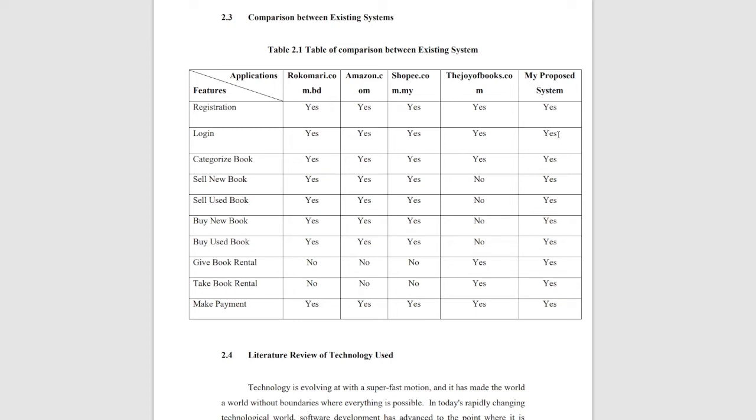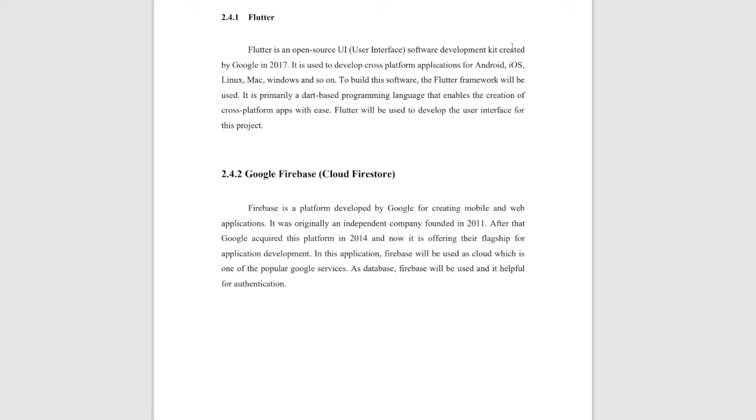There's the collaboration of two keywords, book selling and rental, and the target users are not general customers. The target users of this system are UTM lecturers and students. And for implementing this system, we're going to use Flutter for the front end, and for the backend we're going to use Firebase.